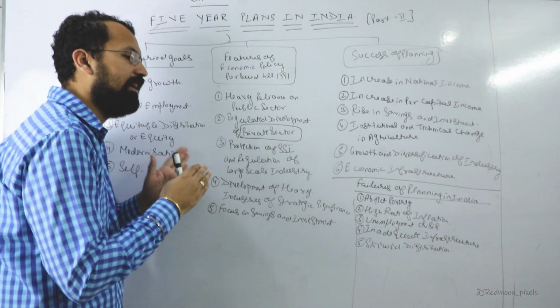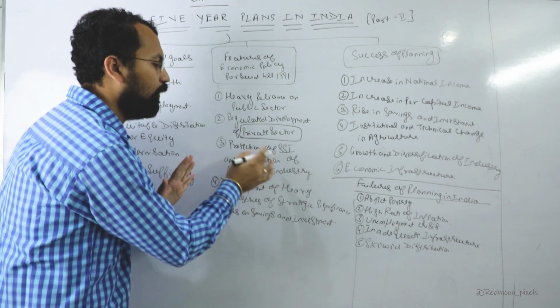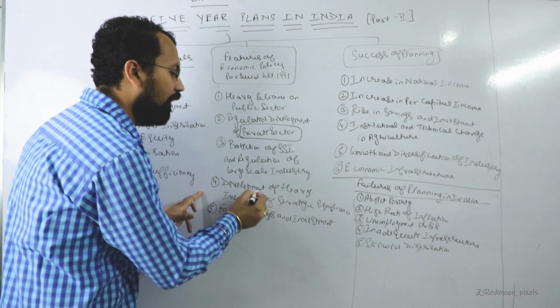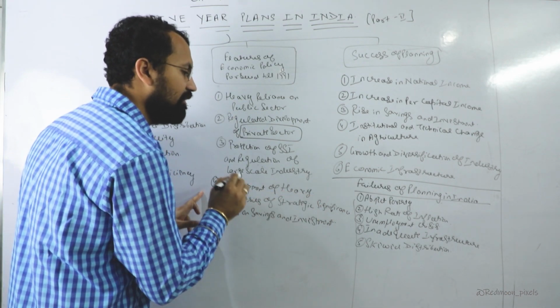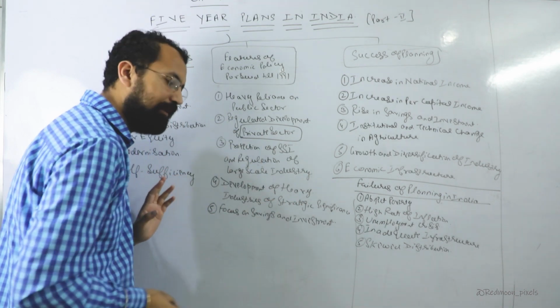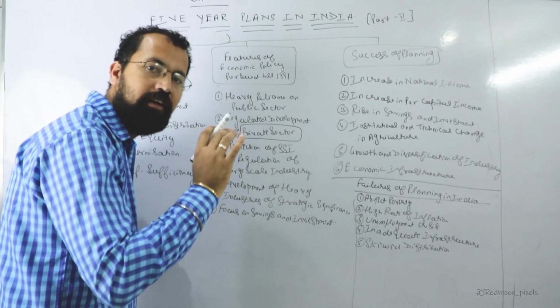Next is protection of small scale industries. It means small scale industry should be encouraged and large scale industry should be regulated. Regulated means rules and regulations were made. Development of heavy industries of strategic significance. Those industries were built which were a hard and fast requirement. Next is focus on savings and investment.